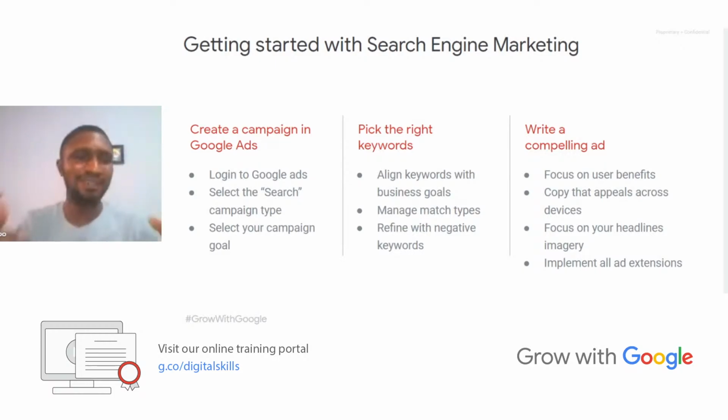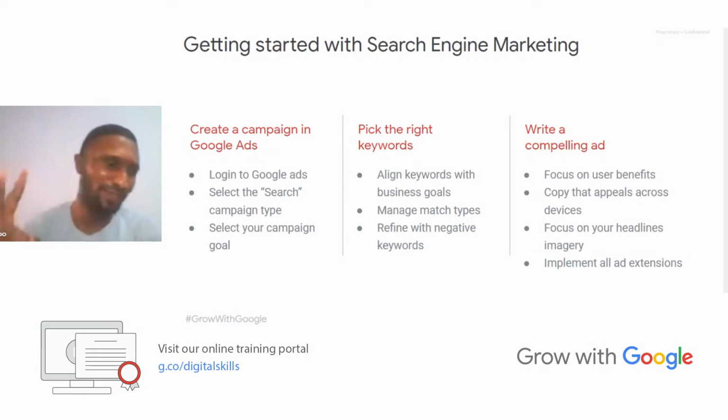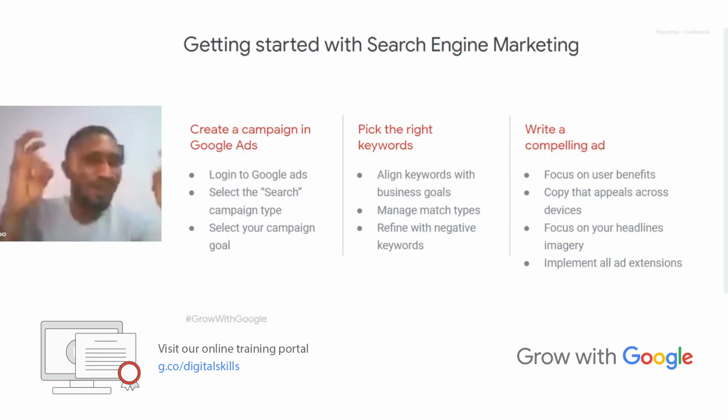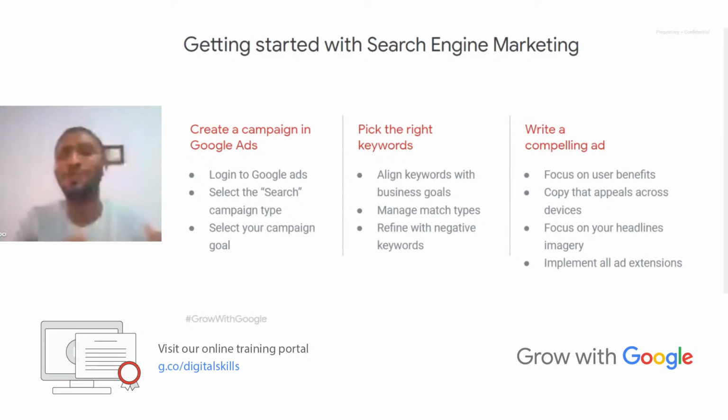If it's phrase match, the person must be searching with that exact phrase you are bidding on. So maybe I am bidding on a phrase like bone straight hair in Nairobi. That phrase must be included in the person's search query. So maybe the person is searching for, I want to buy bone straight hair in Nairobi. I'm going to show up because that phrase, bone straight hair in Nairobi, is in that search. So when it comes to phrase match, the phrase you are bidding on must be in the search query before you show up.